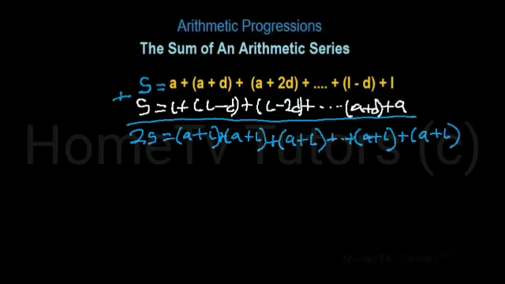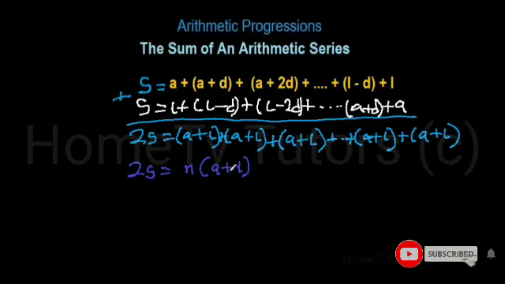Now if you notice closely, you'll discover that the terms are all the same. Even if you check the terms in between, we're still going to arrive at A plus L. So that shows that the sum is the number of terms multiplied by the first term plus the last term. So if we have, let's say, 10 terms, we say 10 bracket A plus L.